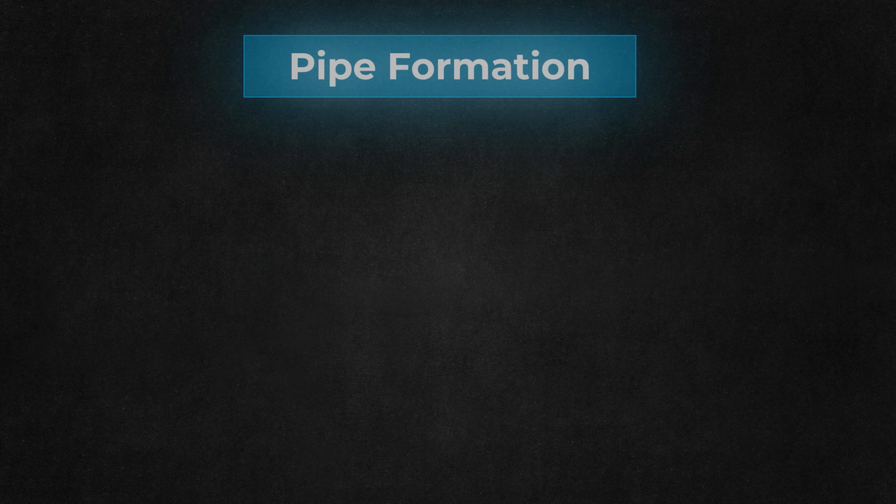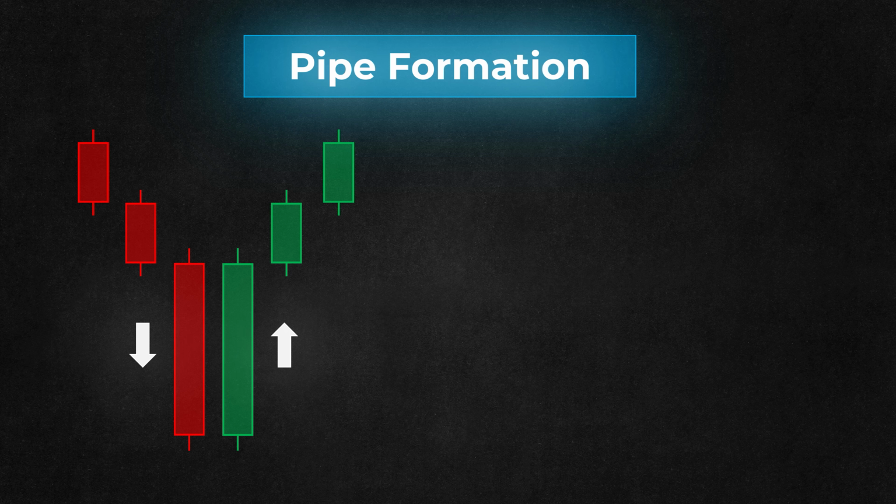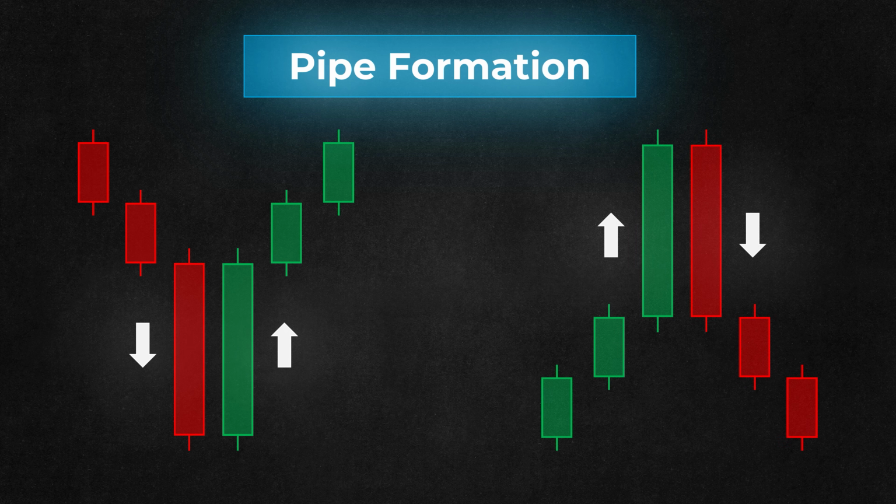Pipe formation. The pipe formation, as it is called by Thomas Bulkowski, is a two-candle or two-bar reversal pattern. A pipe bottom is formed by a high volatility candle that closes on its lower range and is immediately followed by a high volatility candle that closes on its upper range. It's as if price accelerates to the downside, encounters demand, and reacts to the upside right after. The logic is exactly the opposite for a pipe top.